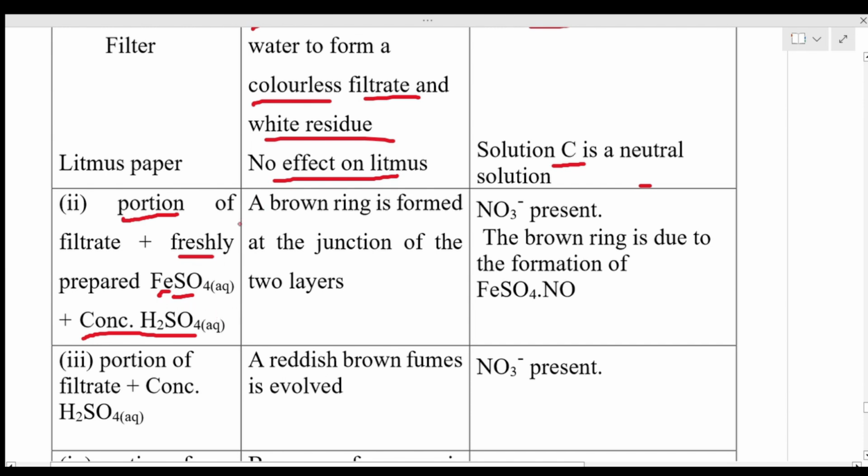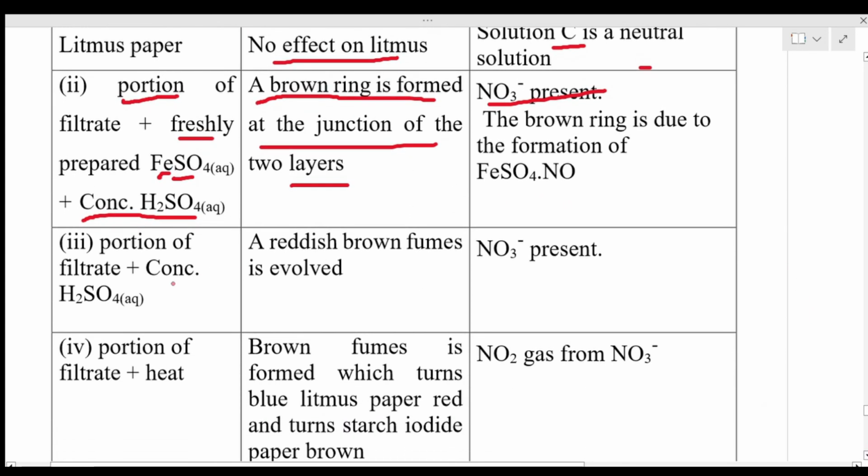So our observation will be a brown ring is formed at the junction of the two layers. Very interesting practical when you test this. And we have NO3⁻ present. The brown ring is due to the formation of what we have there, FeSO4·NO. And let's quickly look at this.